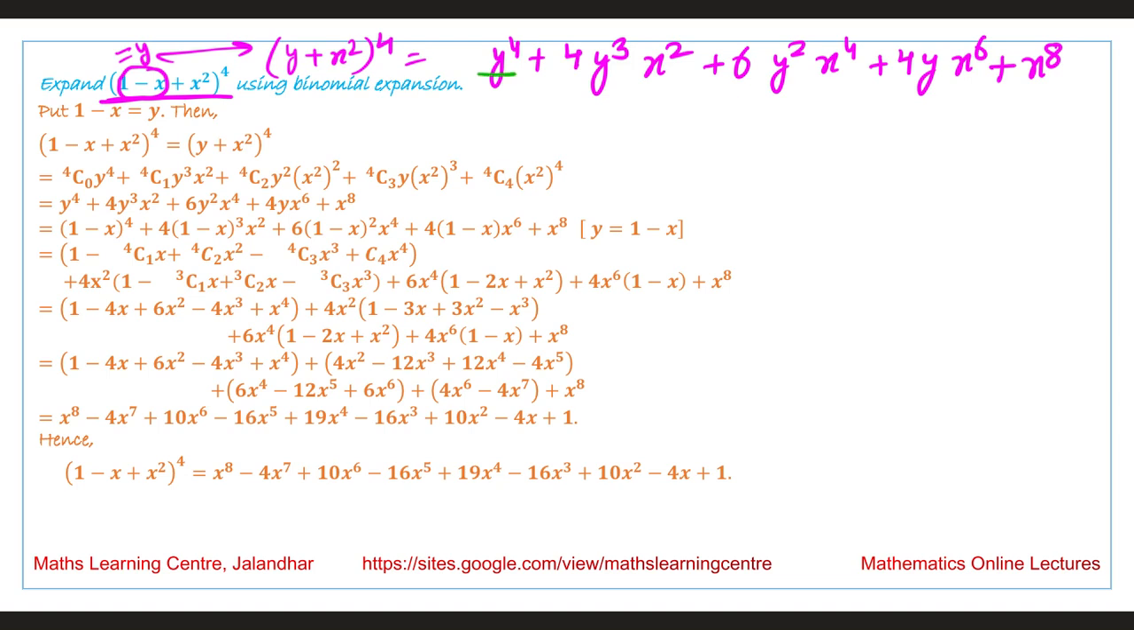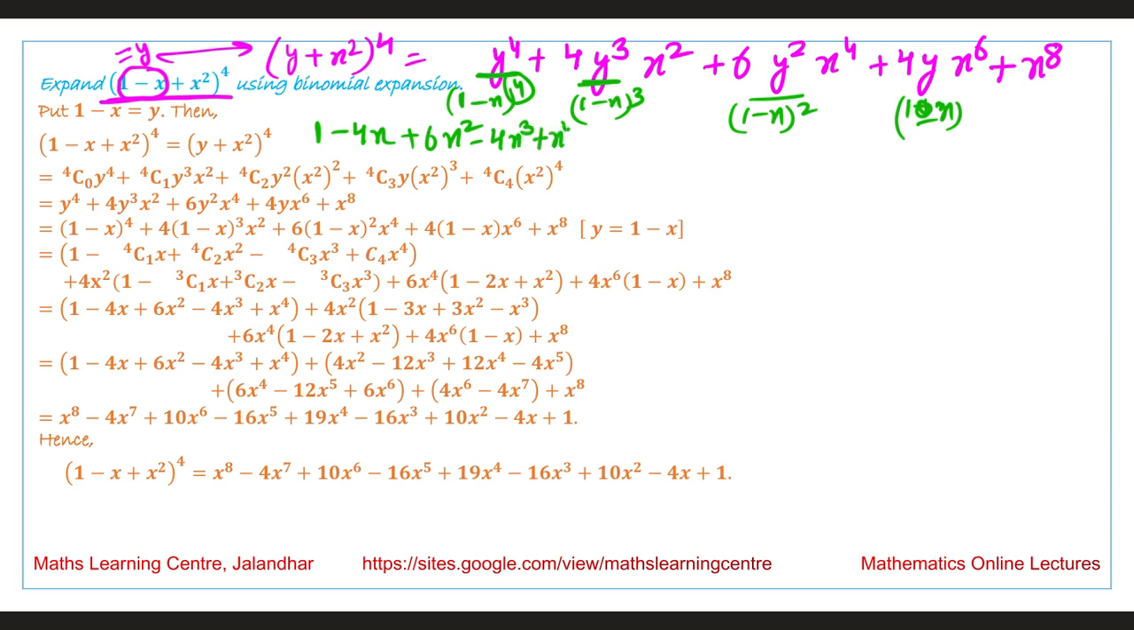Now in place of this y, we are writing 1 minus x. In place of this y, we are writing 1 minus x cube. This is 1 minus x raised to the power 4, 1 minus x square, 1 minus x. Now 1 minus x raised to the power 4, it is again power 4 there. So the expansion we will have here is 1 minus 4x plus 6x square minus 4x cube plus x raised to the power 4.